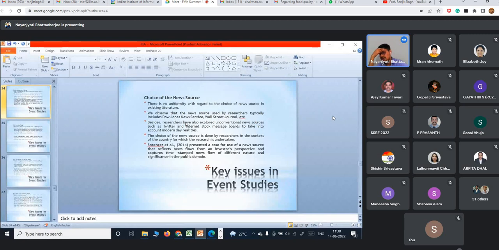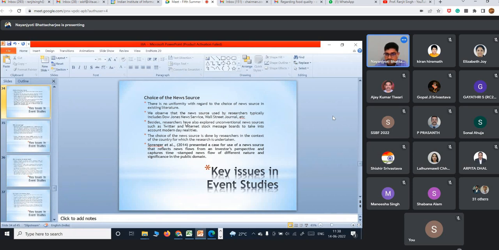Now, with regard to the choice of the news source, obviously a reading of our papers can elaborate on the choice of the news source we use for our study, Money Control for that matter, and why we have used it. But there is a practical guide to choosing the right news source. Sprenger and Welpe mentioned that the news source we choose for our study should reflect news flows from an investor's perspective. And more specifically, it should capture news flows with a timestamp.